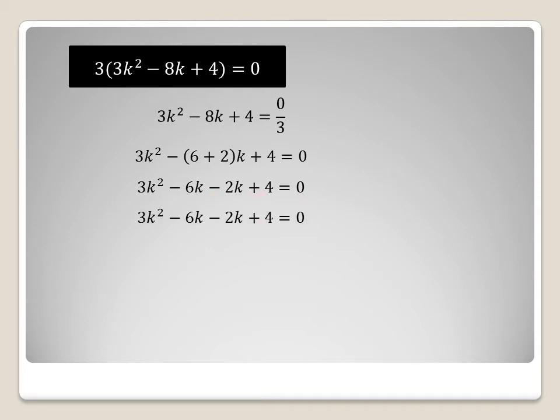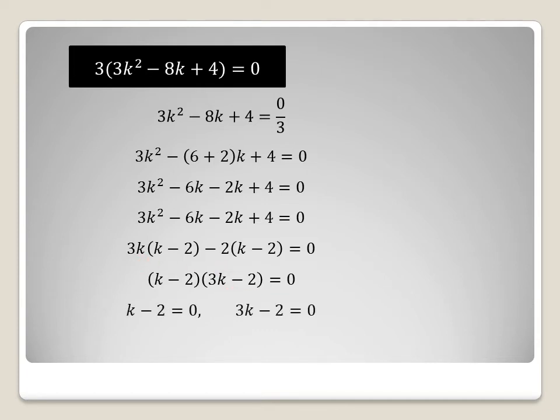Taking common, we will get 3k into k minus 2 minus 2 into k minus 2 equals to 0. Writing the common brackets once and the digits outside the bracket in a separate bracket, we will get k minus 2 into 3k minus 2 equals to 0. After splitting the brackets, we will get the answer of k, which will be k is equals to 2 and k is equals to 2 by 3. So we have found the values of k, which are 2 and 2 by 3.